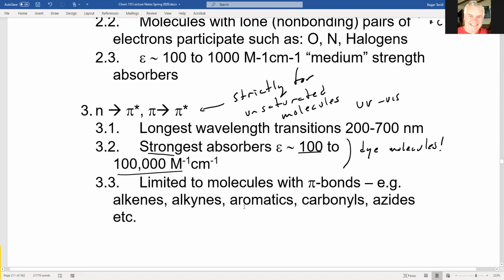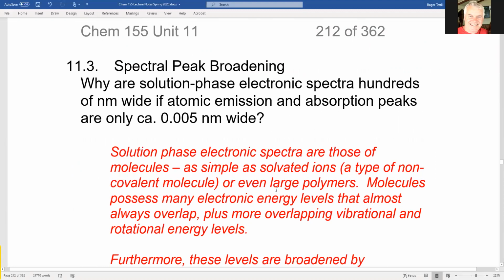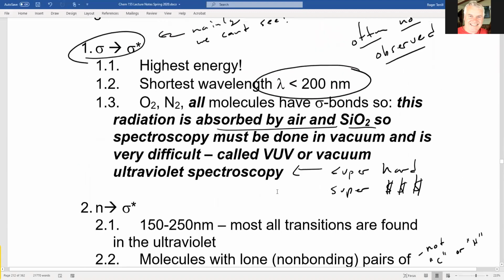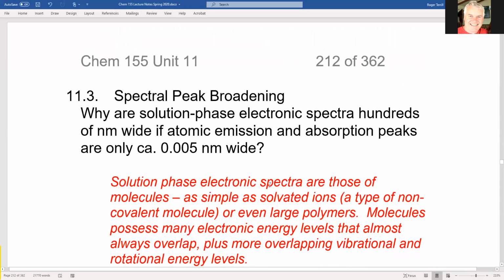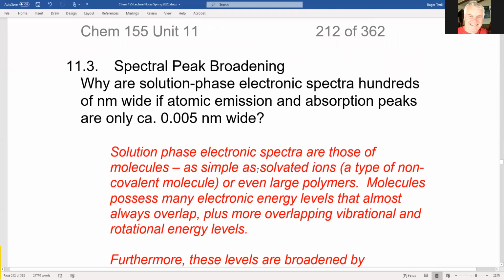But let's see here. So you have to have a pi bond to have a pi to pi star transition. Okay. And we're going to talk about how to distinguish these guys momentarily. But let's talk about what makes peaks have the shape that they do in solution, right? This should have the qualification: in solution.